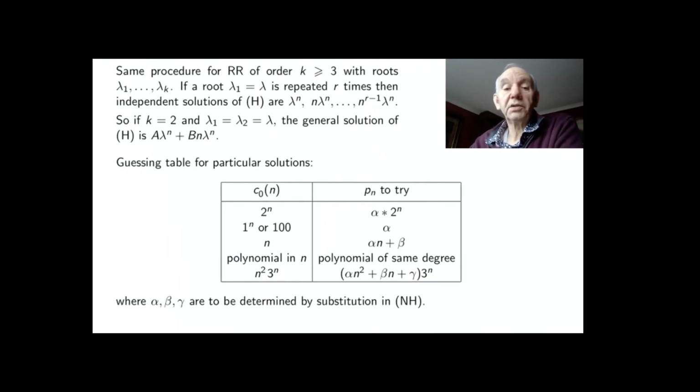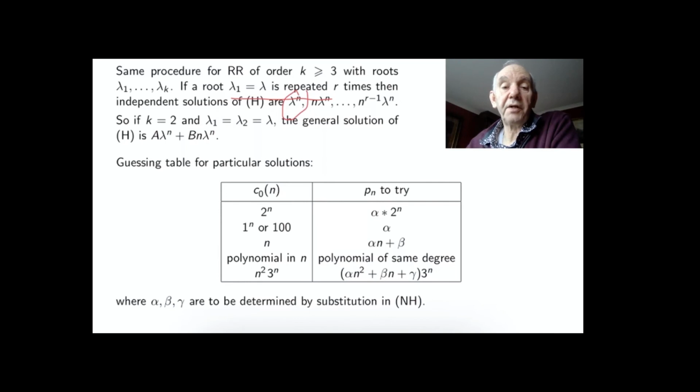Well, let's come all at once anyway. So the point is this, that if we have a repeated root, then in order to get independent solutions, we have to start multiplying by n or even powers of n. So if a root is repeated r times, then we will need r independent solutions to take account of that. So we need to take the first obvious solution, which is the root to the power n, and multiply that by powers of n up to n to the r minus 1.